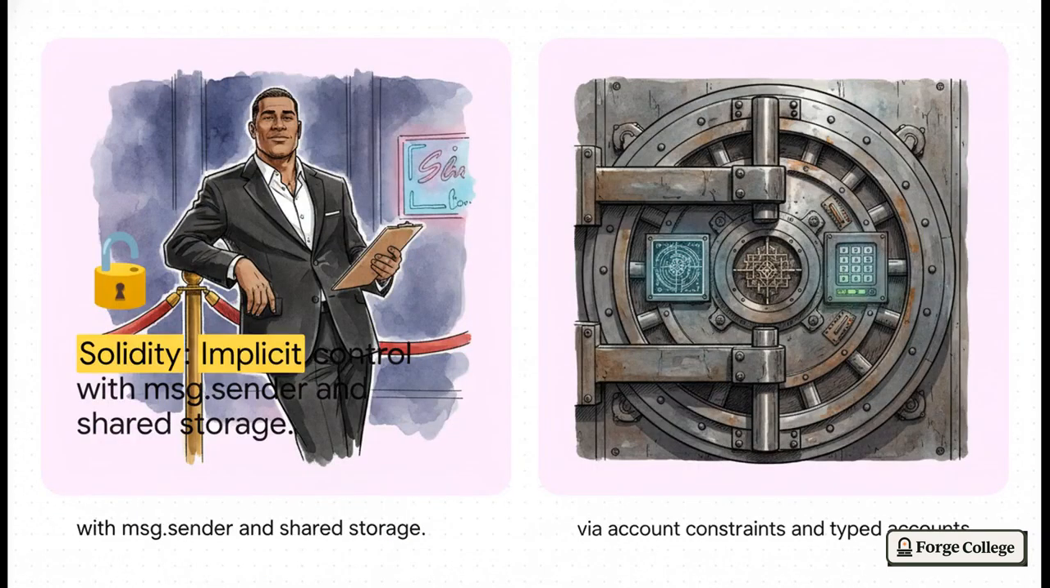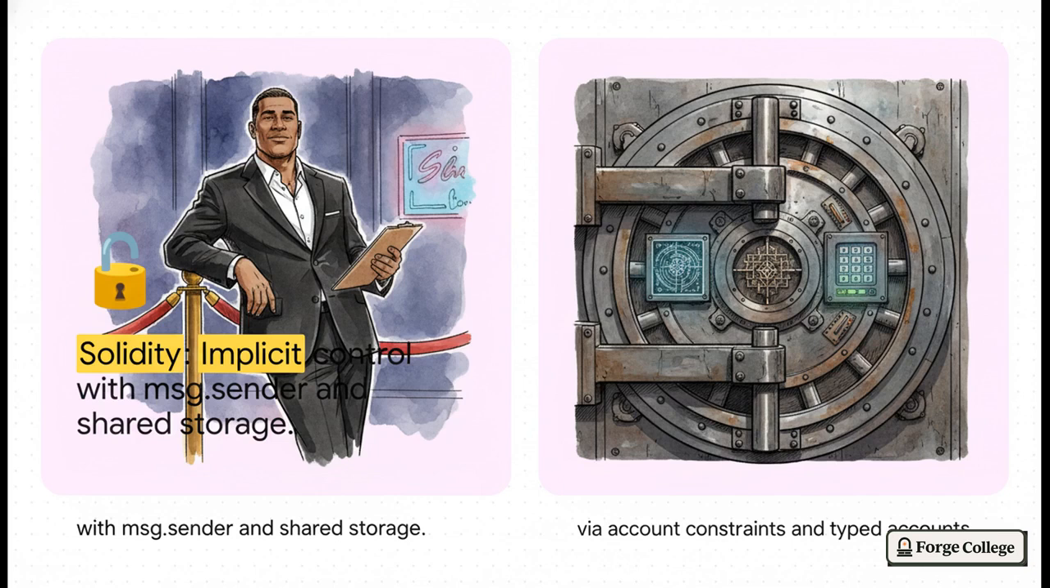Now, what's really interesting here is the stark contrast between these two paradigms, especially when you look at ownership and storage. Solidity relies incredibly heavily on implicit control. Think about msg.sender and shared storage states. Anchor, on the other hand, demands explicit control through account constraints, typed accounts, and PDAs.